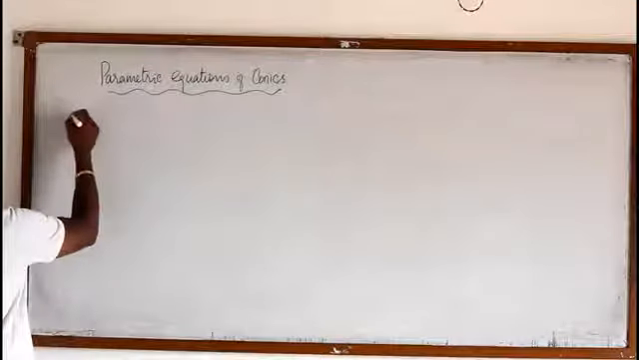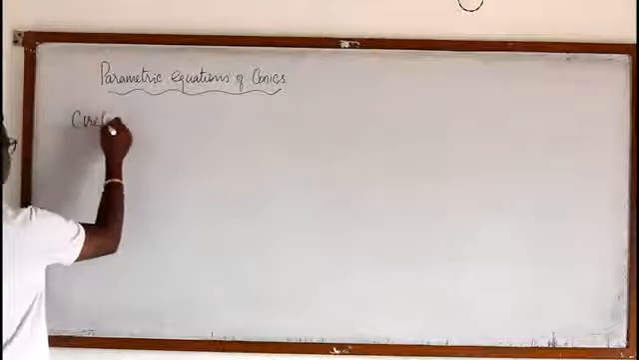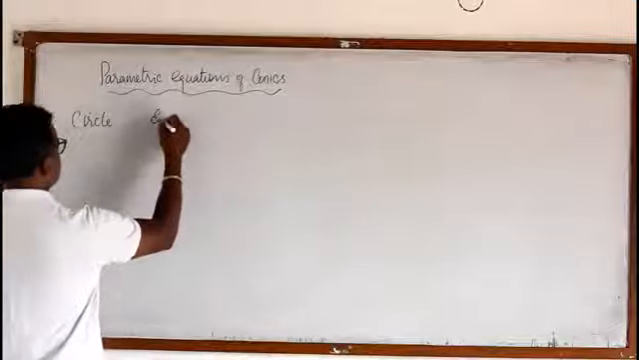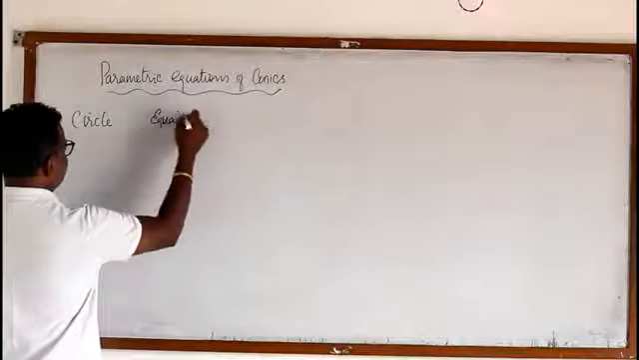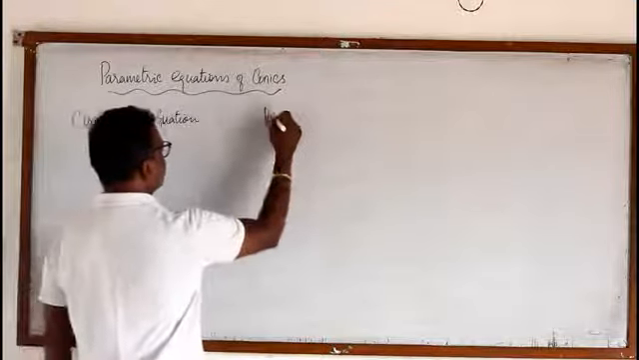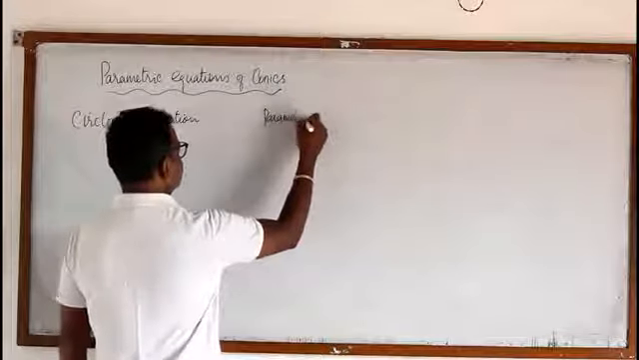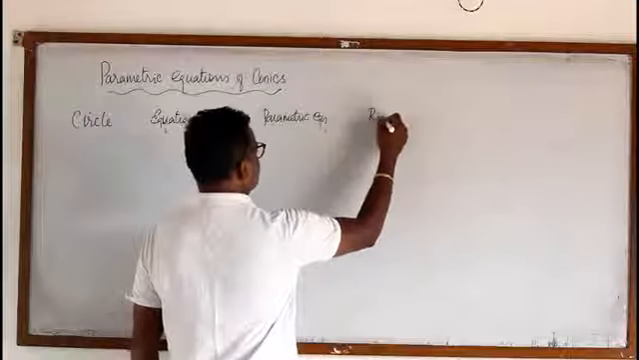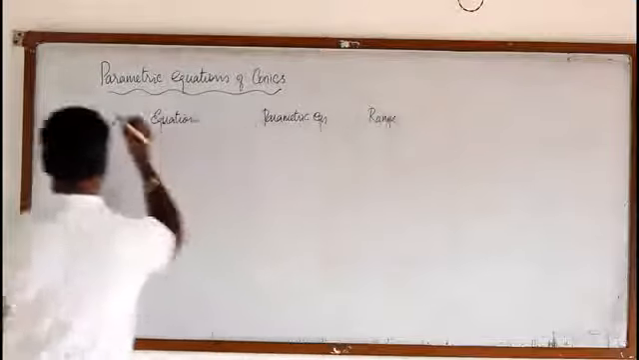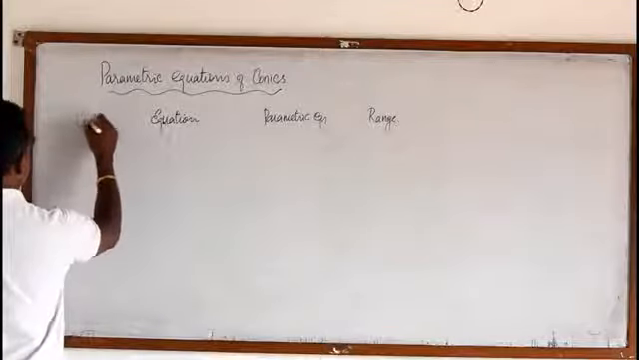Suppose I take the conic as a circle, then its equation is: we have a standard equation and also a parametric equation. And we shall have the range also. So we shall take that as a conic.